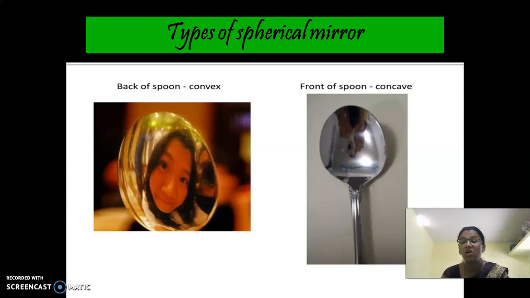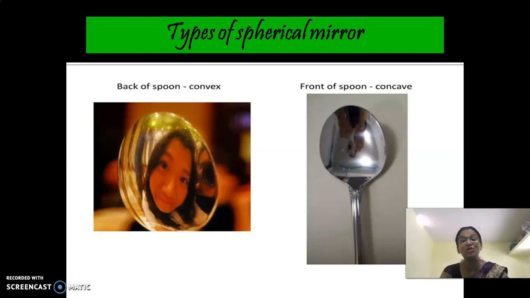They are called concave, that is cave-like structure. The reflecting surface that has a cave-like structure is called concave. Convex is nothing but they are bulged outward. That is called a convex mirror.